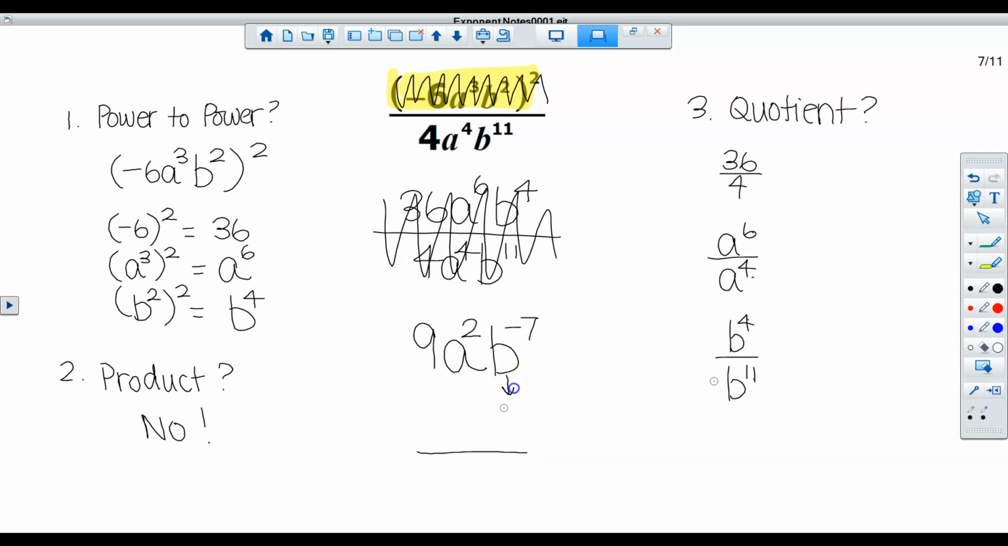b to the -7th will drop below that fraction bar. So that will become b to the +7 down here on the bottom. And then my two parts that were okay, the 9 and the a squared, will fill in the top.